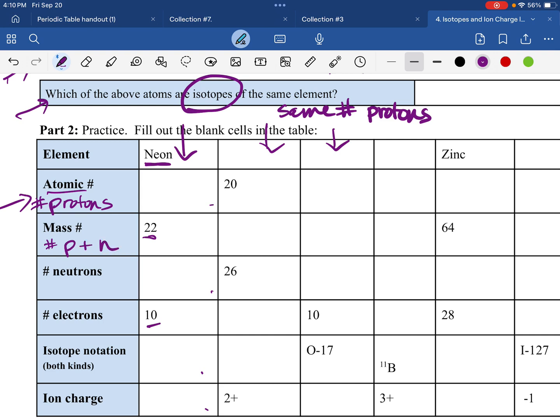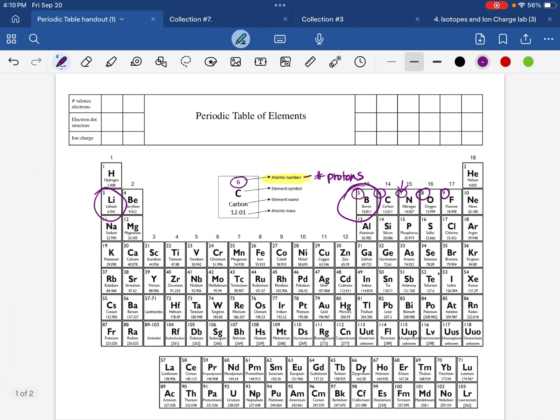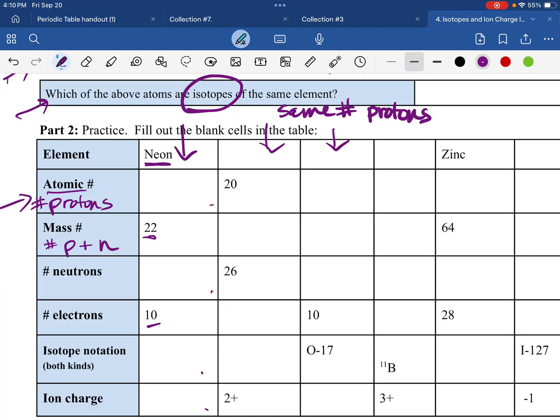And the mass number is the number of protons plus neutrons. Right? So let's look for neon on our periodic table. Here's our friend neon right there, 10, atomic number 10. So, 10. And then we know that the protons plus the neutrons is 22. So we have 10 protons. We don't know how many neutrons, but we know altogether it equals 22.